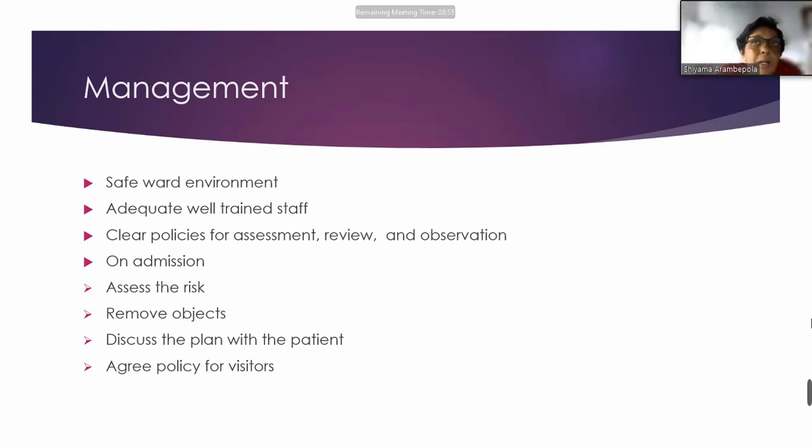So they have to know what one-to-one assessment is, how often you need to assess the person's behavior and mental state, what to do, how to review, and how to observe. All those things we need to assess, right? Then the next step would be, once you admit the patient, you have to assess the risk again and remove objects that they can harm themselves with. Sometimes they keep knives, blades, tablets, poison bottles, various things. Sometimes they keep glass pieces. So we need to assess them and see what objects they have.